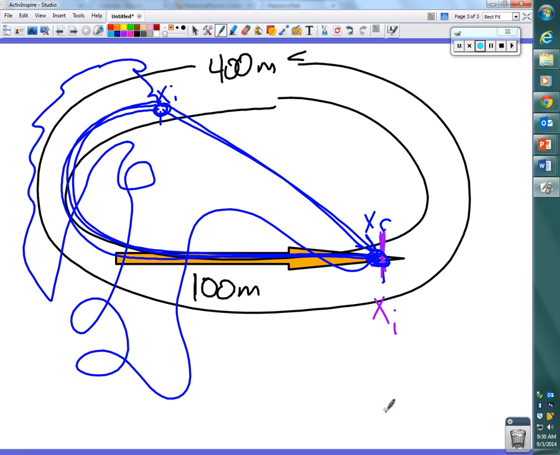Anyway, okay, can you draw a dot where the 100-meter would end?